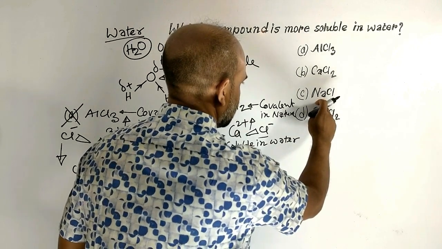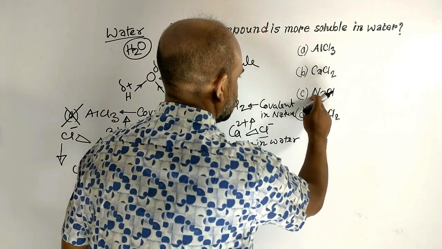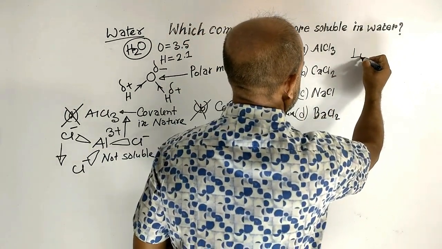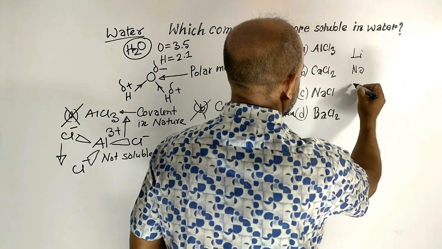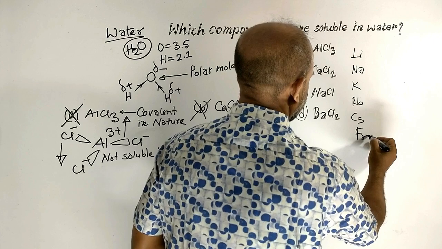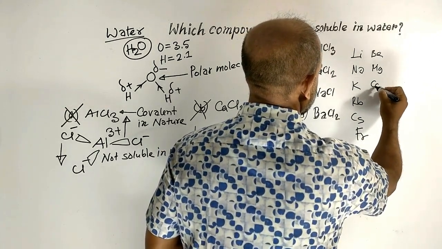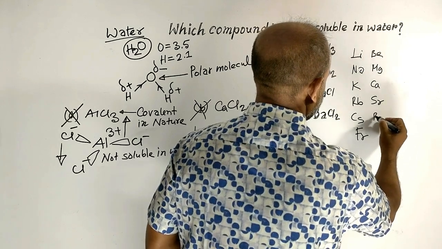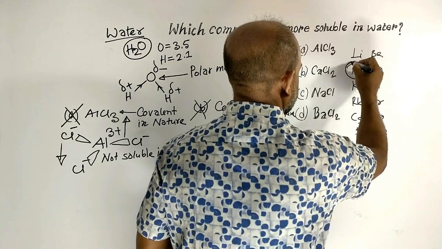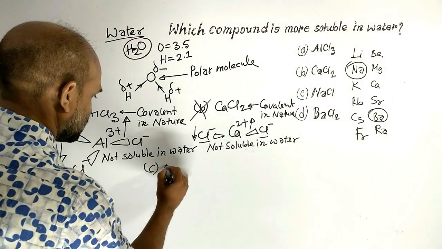Now, sodium chloride and barium chloride. Before that, let us see the positions of these elements on the periodic table. Lithium, sodium, potassium, rubidium, cesium, francium, beryllium, magnesium, calcium, strontium, barium and radium. Here, sodium and barium. Let us see about sodium chloride.